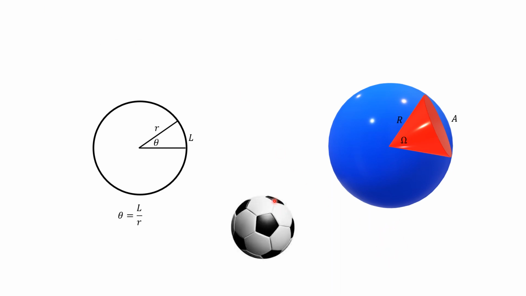So you can think of the sphere as being a football or soccer ball, and you can think of the area as being one of these patches. Let's take this patch here, for example, and then the solid angle delimited by this patch would be the area of the patch divided by the square of the radius of the football ball.